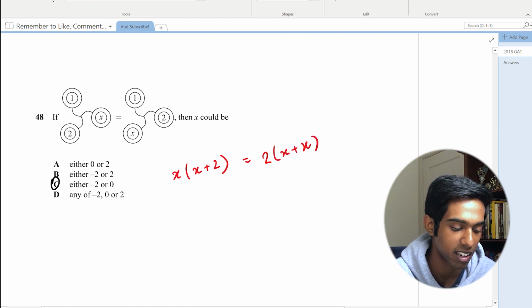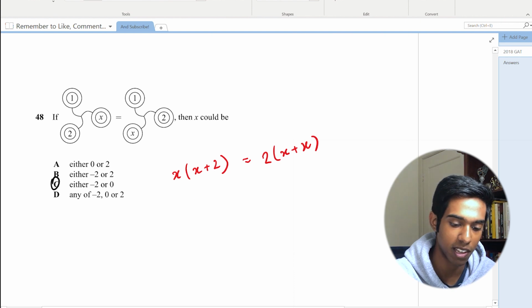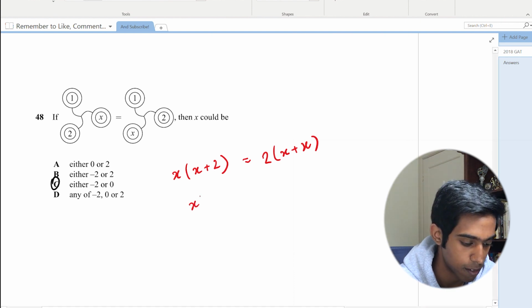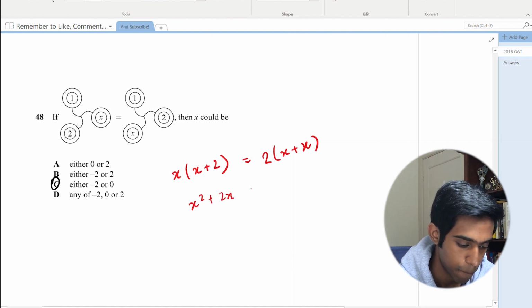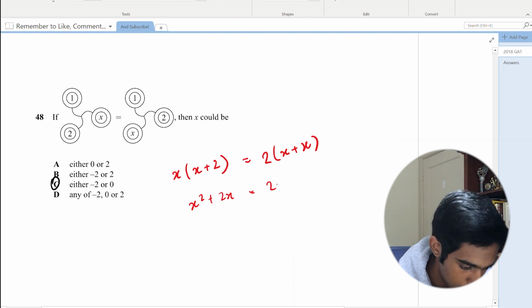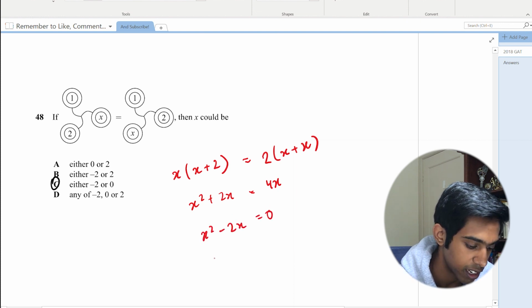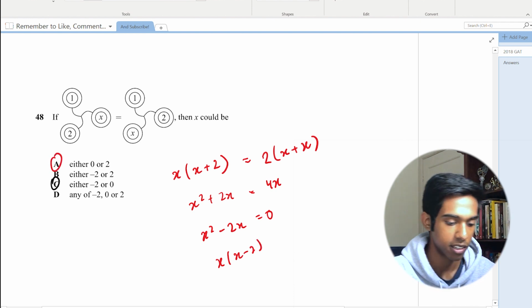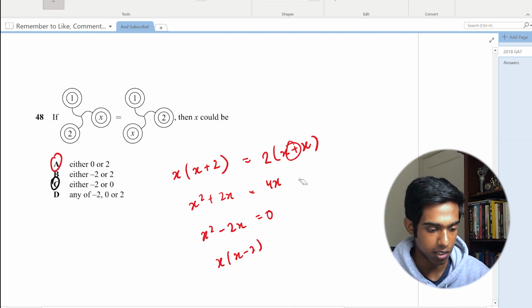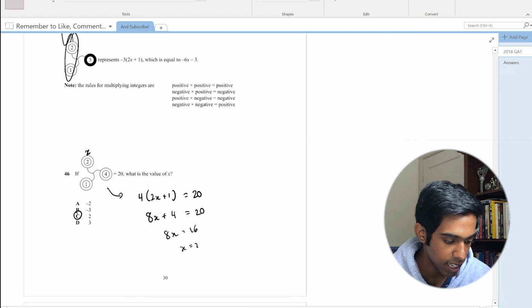I put a minus randomly. So we expand these brackets and we get x squared plus 2x equals 4x. Now we want to make it 0, so we get x squared minus 2x equals 0. We get x minus 2, and then yeah. So I just put a minus there randomly. That is my mistake.